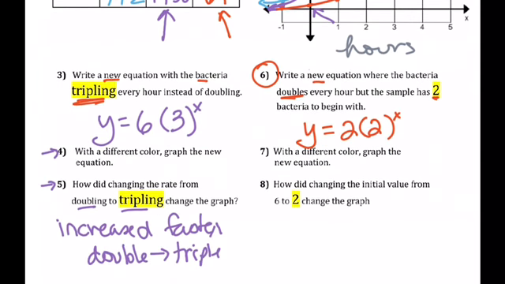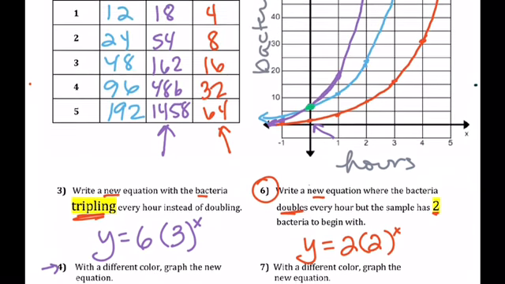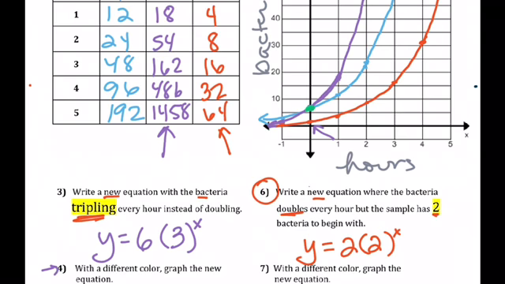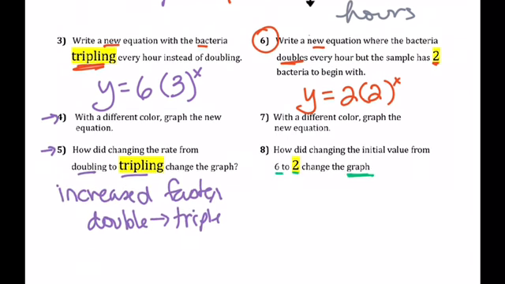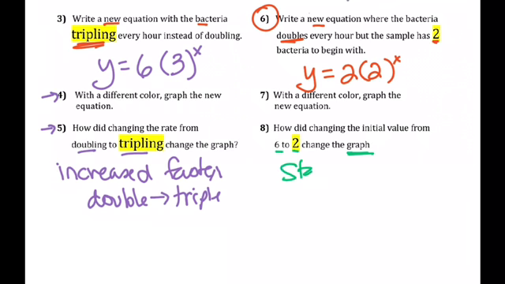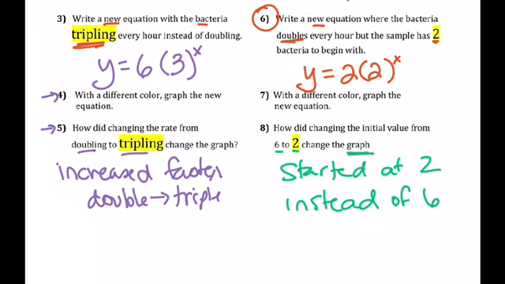So if I answer the question for number 8, how did changing the initial value from 6 to 2 change the graph? So what about the graph that's red? What about that is different than the blue one? So the rate is still the same. It's just that it started lower. So it started at 2 instead of 6. That's the only difference. It just started lower.